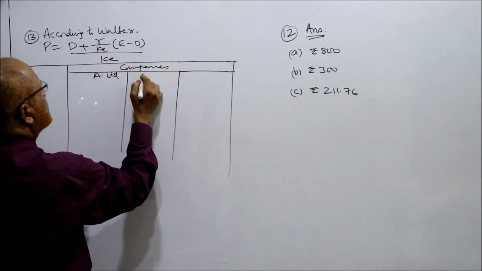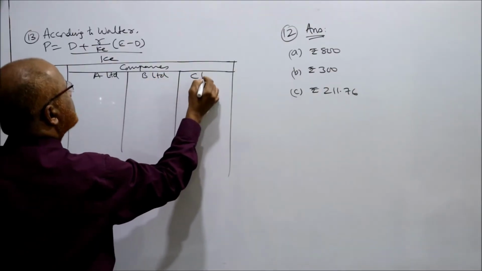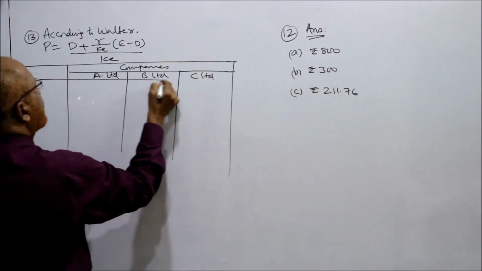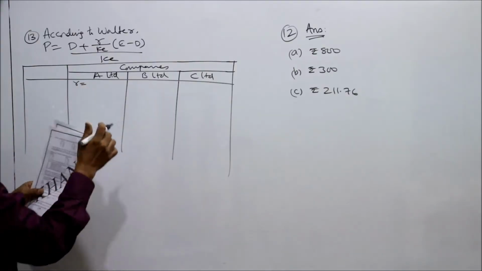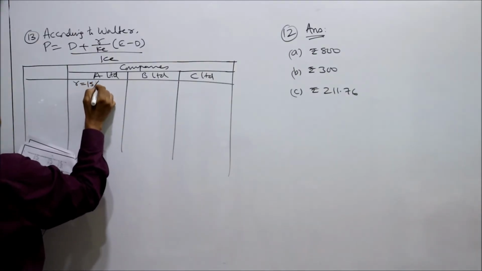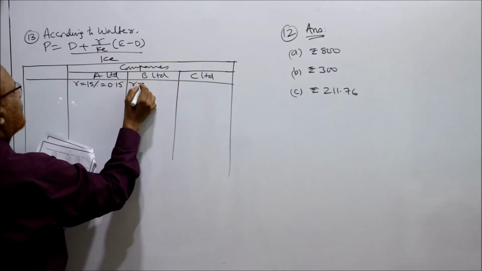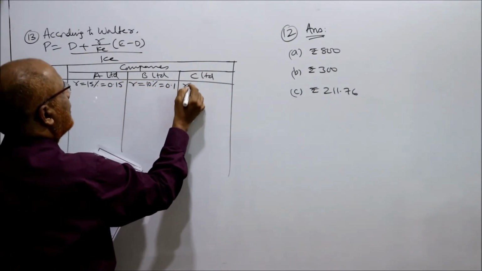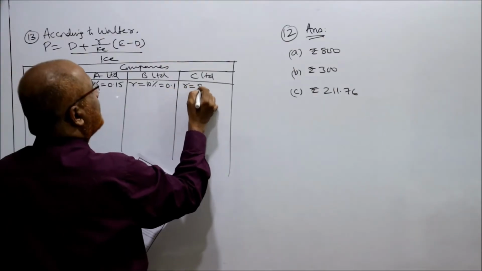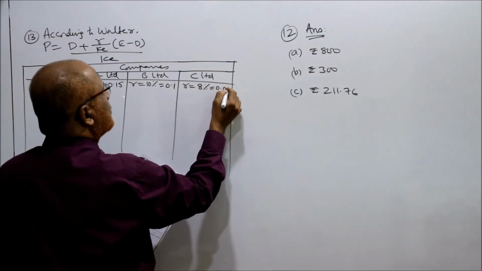A Limited, B Limited and C Limited. R is equal to 15%, 0.15. R is equal to 10%, 0.1. R is equal to 8%, 0.08.